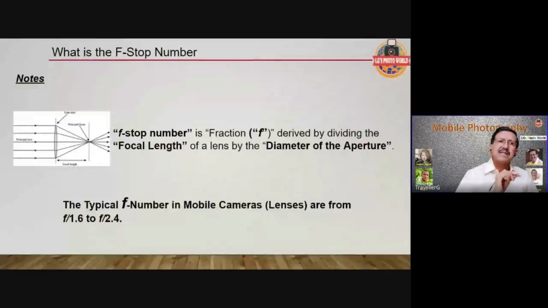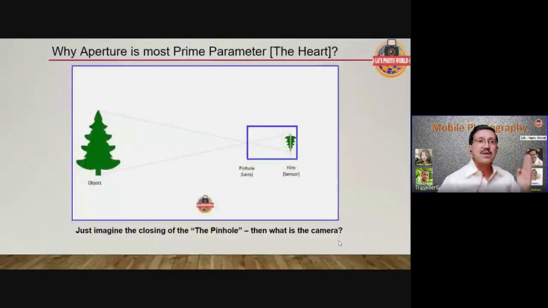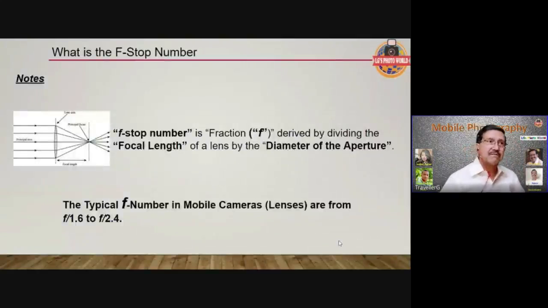In typical mobiles, that means what is commercially available today, you have a range of F numbers, which is very important when you buy a camera or a mobile camera. Presently available are F/1.6 to 2.4. And remember, this is very important when you buy a mobile: try to get the lowest value if possible, 1.5 if it is available.